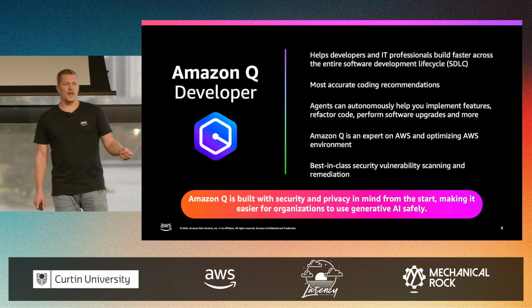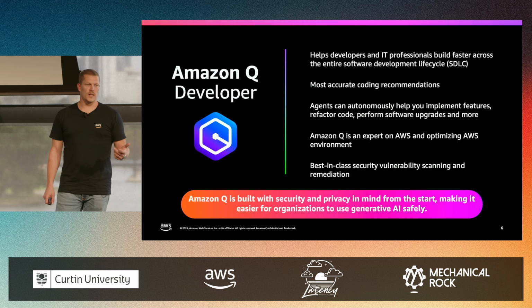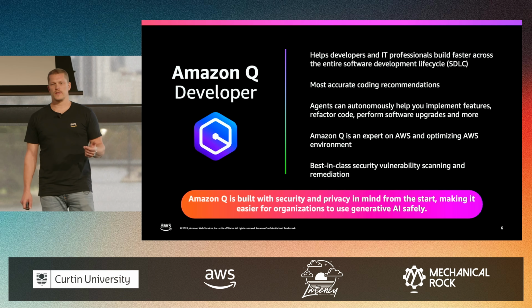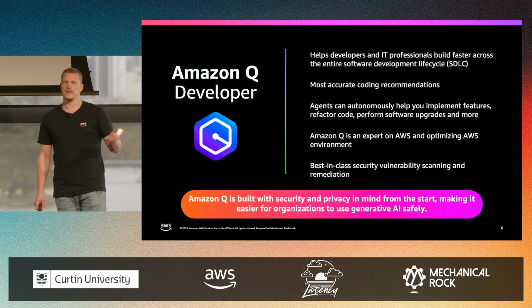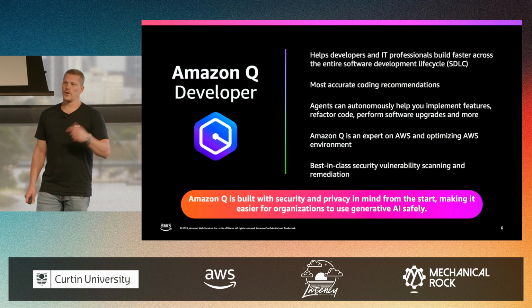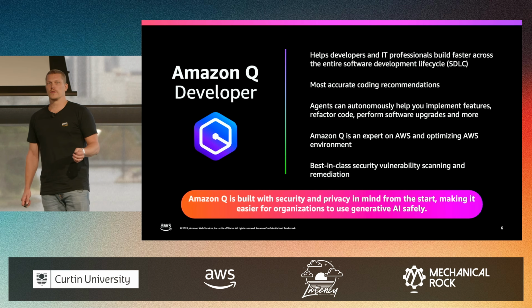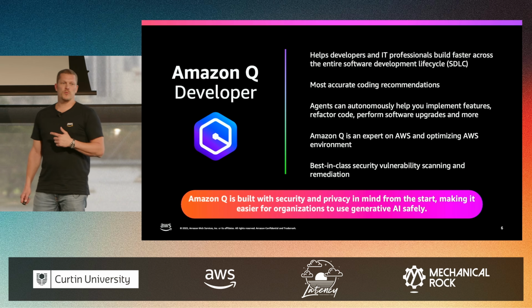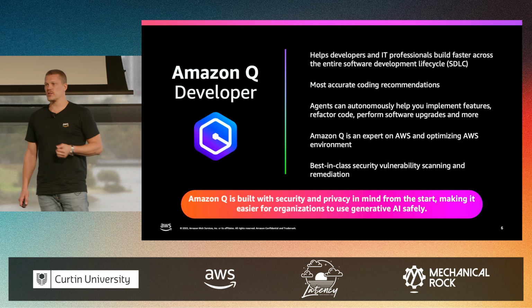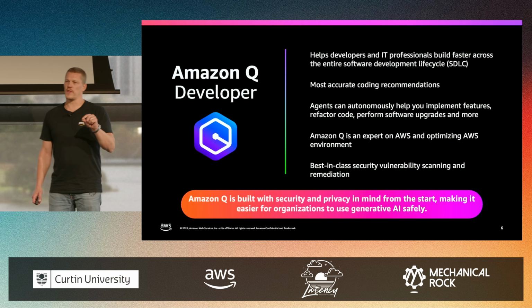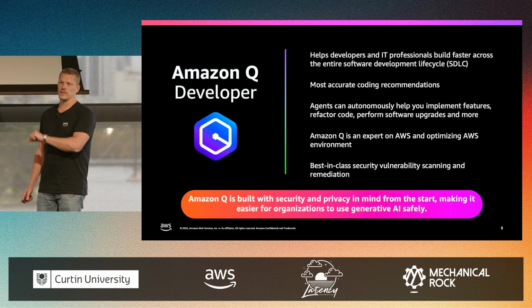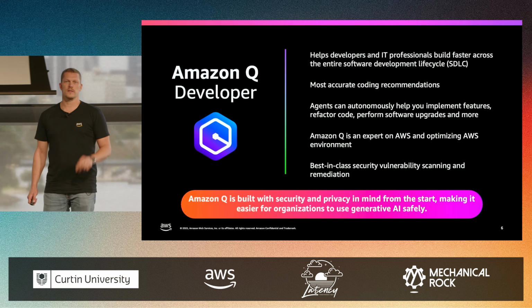Not only that, it has the benefit of being trained on 17 years worth of AWS history around how we deal with incidents, how we write code, and a variety of other inputs. And what that means is that it's able to produce the most accurate coding recommendations as judged by the number of accepted code changes in an AI assistant.